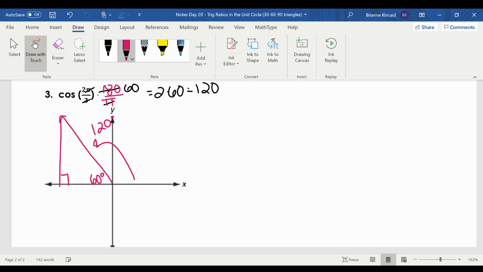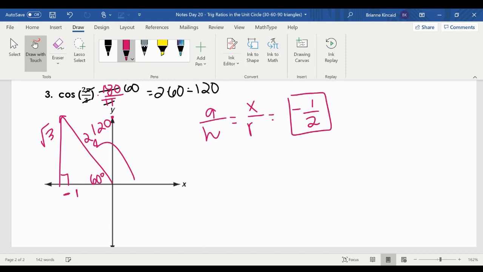So across from 60 is radical 3. Across from the 30 is 1, and across from the 90 is 2. As always, we want to check our signs. I've moved left. Left is a negative direction. And I've moved up, so the radical 3 stays positive. The cosine is the adjacent over the hypotenuse, which is the x over the r, or -1.